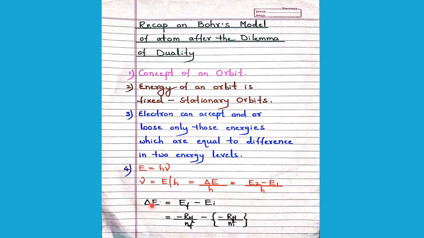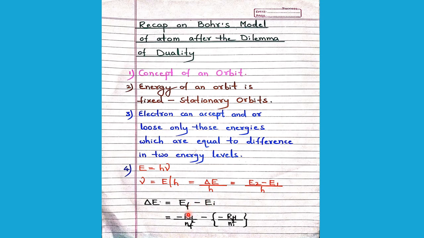But I have taken one more way. In general, delta E is equal to EF minus EI. EF is the energy of the final energy level and EI is the energy of the initial energy level. Whether the electron is jumping from 4 to 1 or 3 to 1, we don't know, so I have taken from which energy level it is making the transition or from which level it is dropping, that is, final minus initial.